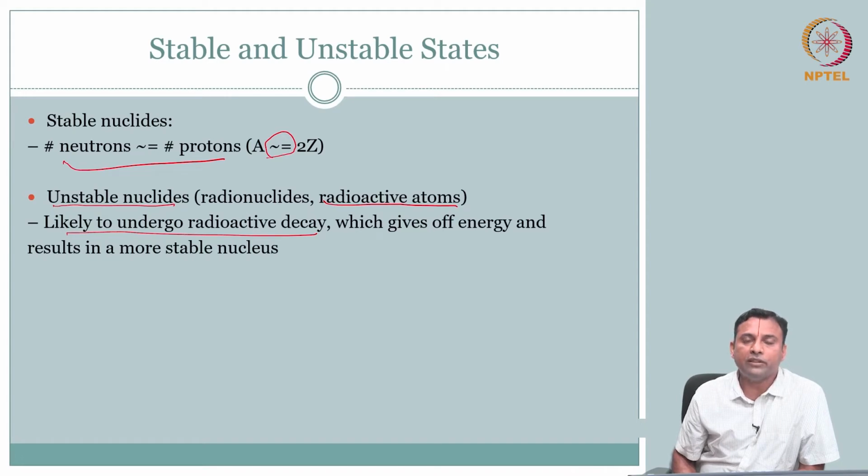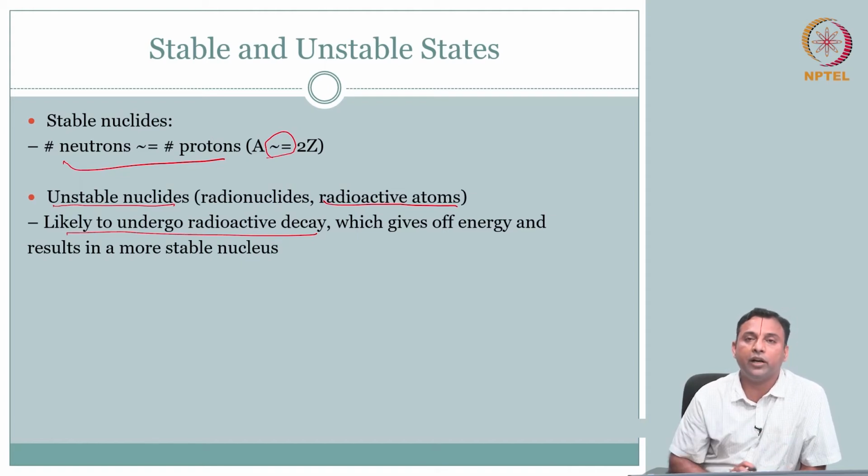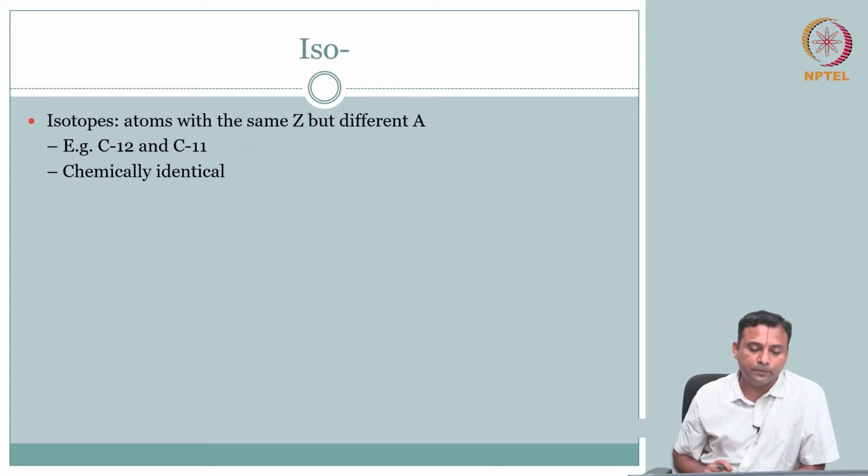Okay. So we will see what kind of atoms. Of course, we talked about unstable nuclides giving rise to radioactive atoms. So we will see the conditions under which this happens, or some of the radioactive atoms and elements and how they can be engineered. We will look at it.